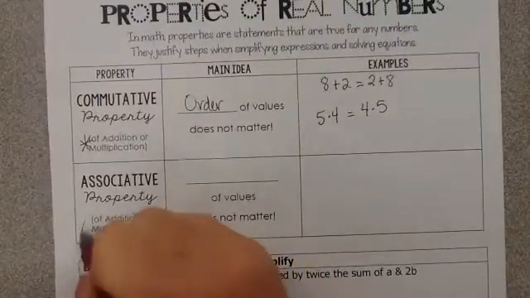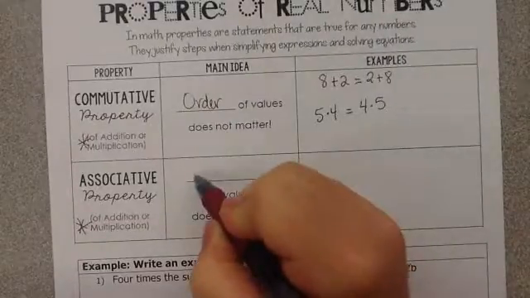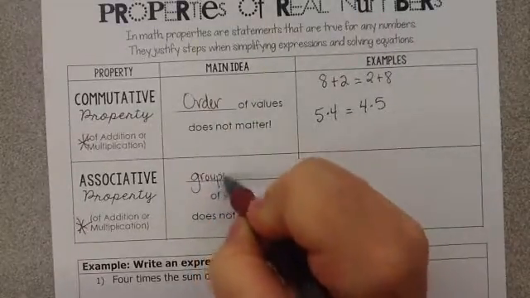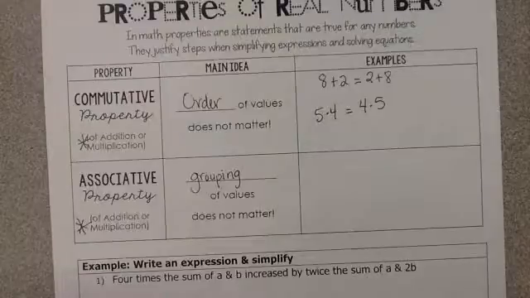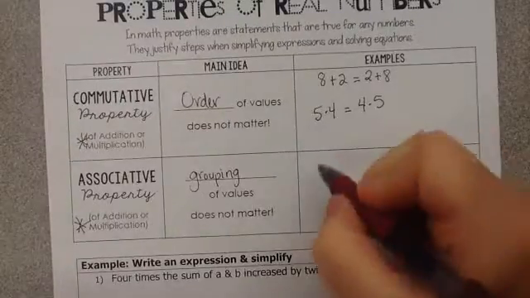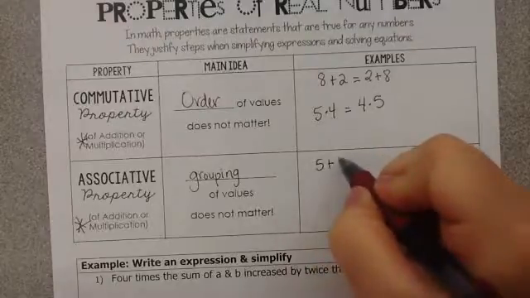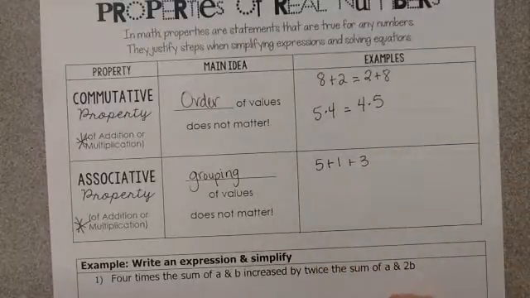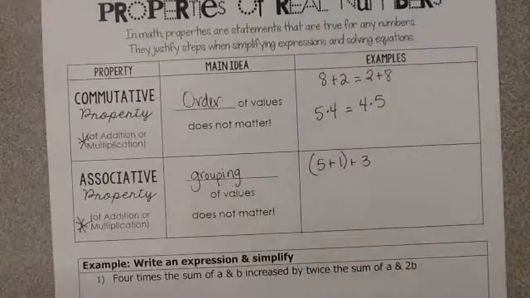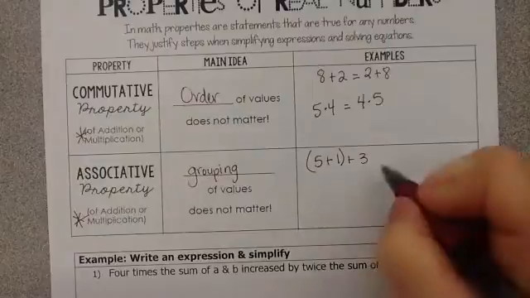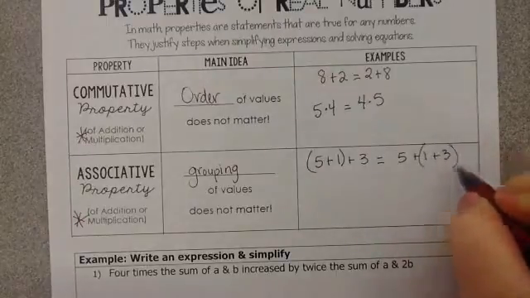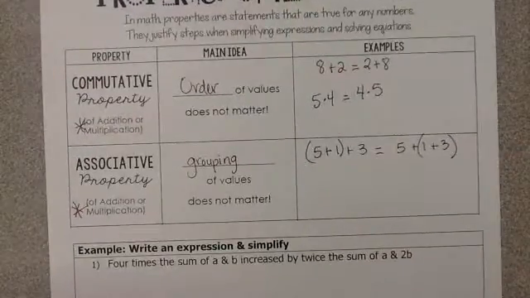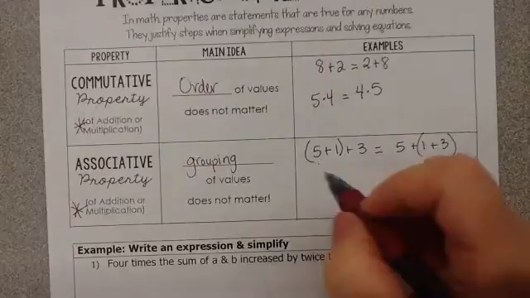Associative property, again of addition or multiplication, says the grouping of values does not matter. For instance, if I have a big addition problem, 5 plus 1 plus 3, I could choose to add 5 plus 1 together first. Or I could choose to add 1 plus 3 together first. So the grouping of addition or multiplication does not matter.